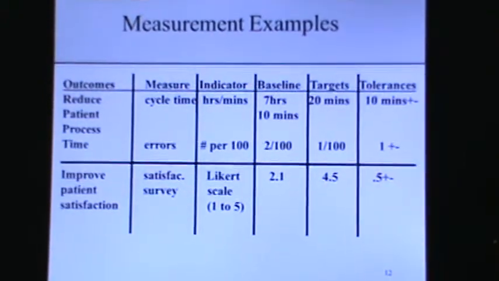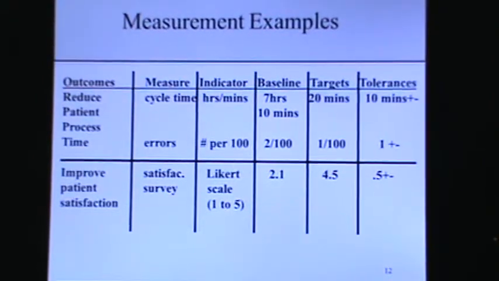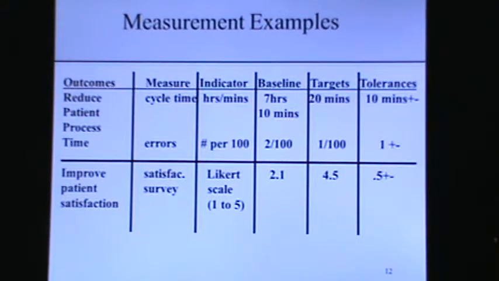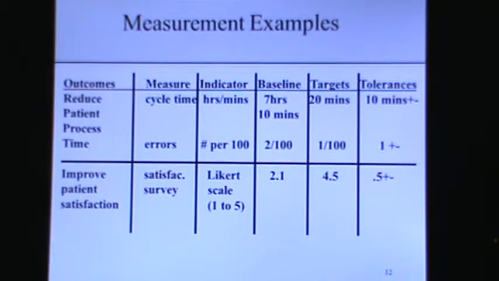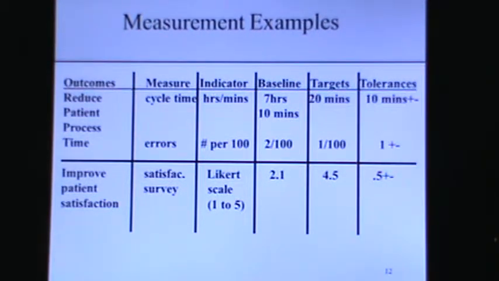So we set targets, and you have to have dates with those targets. But we set the target to go from 7 hours and 10 minutes down to 20 minutes. Well, that's an ambitious target, right? And we want our error rate to go from 2 in 100 to 1 in 100. And we set tolerances to say, well, if I get to 30 minutes or 10 minutes, that's great. But if I fall outside the tolerance range, then this needs to be reported when it's measured.